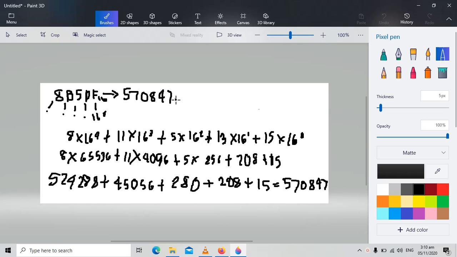570,847 to the base number of 10. Alright, now we are done.